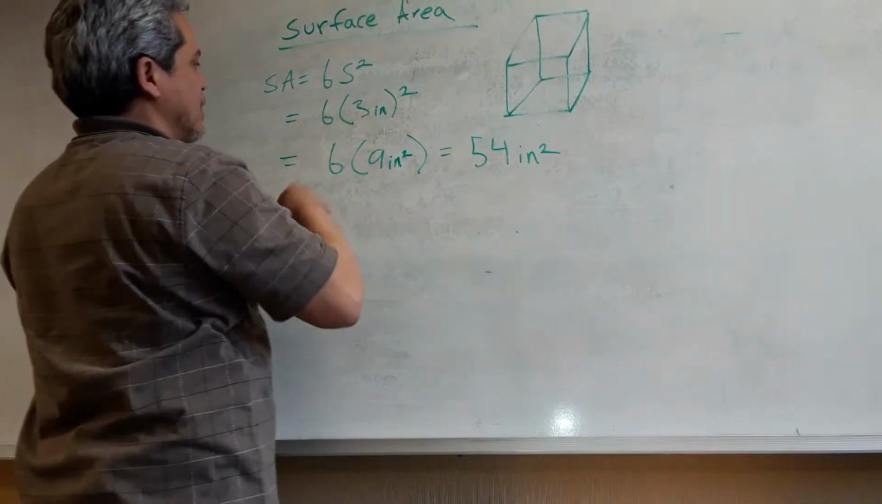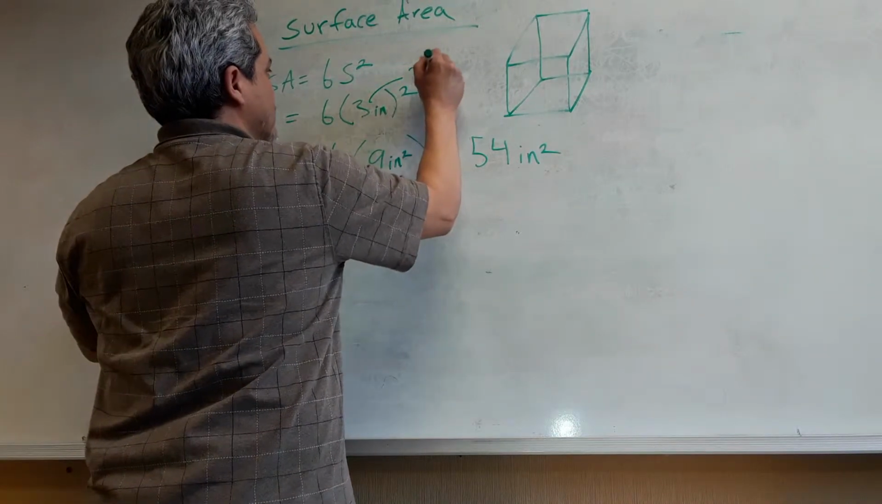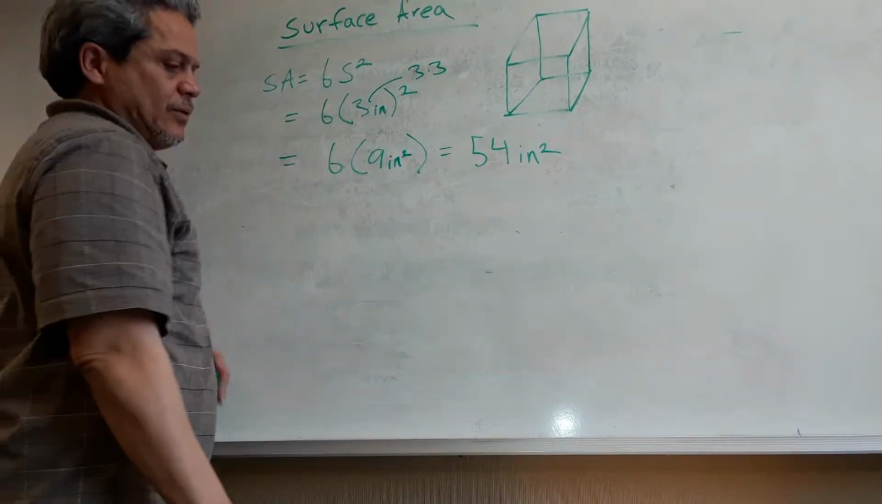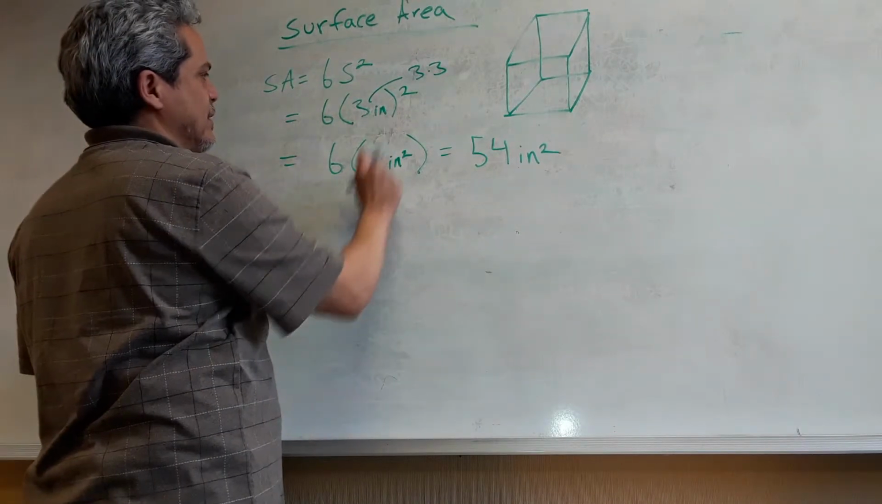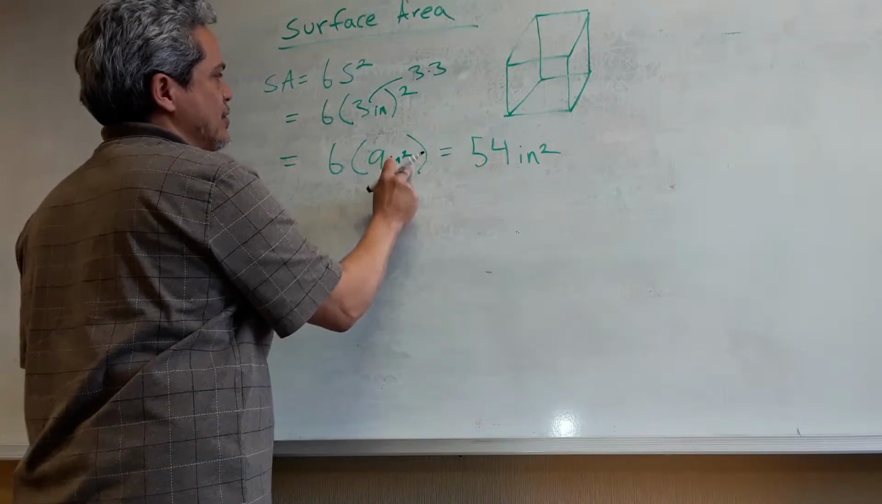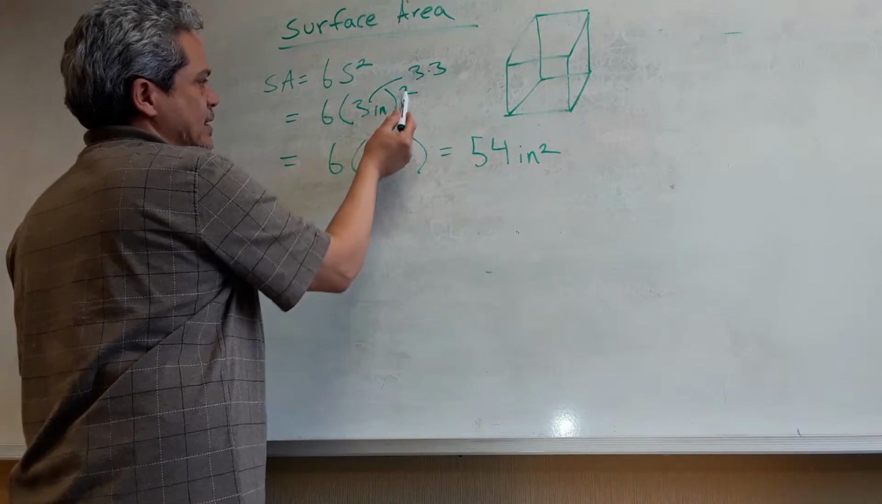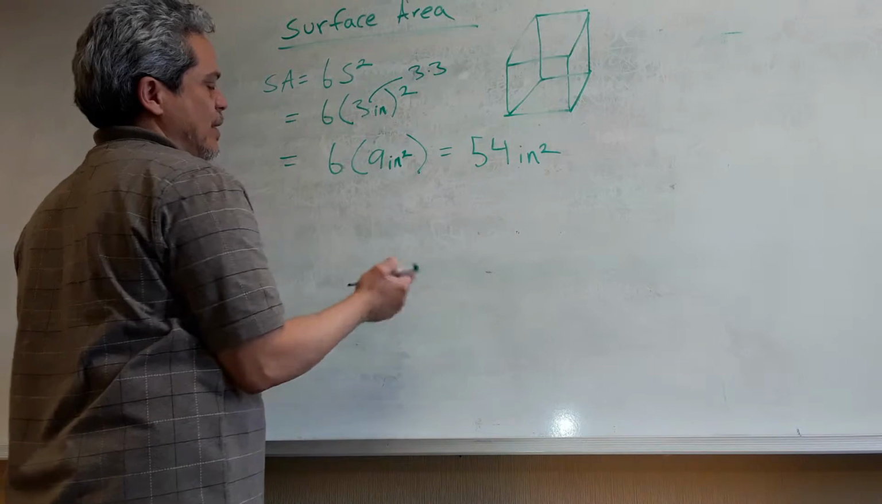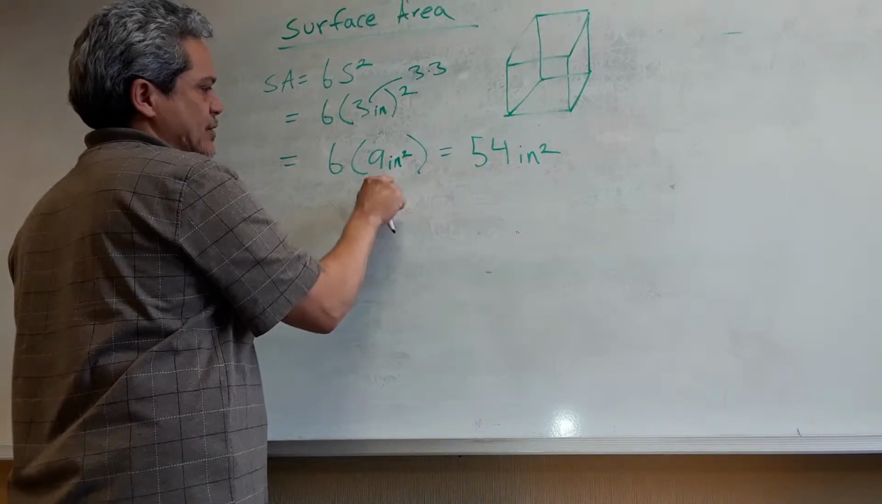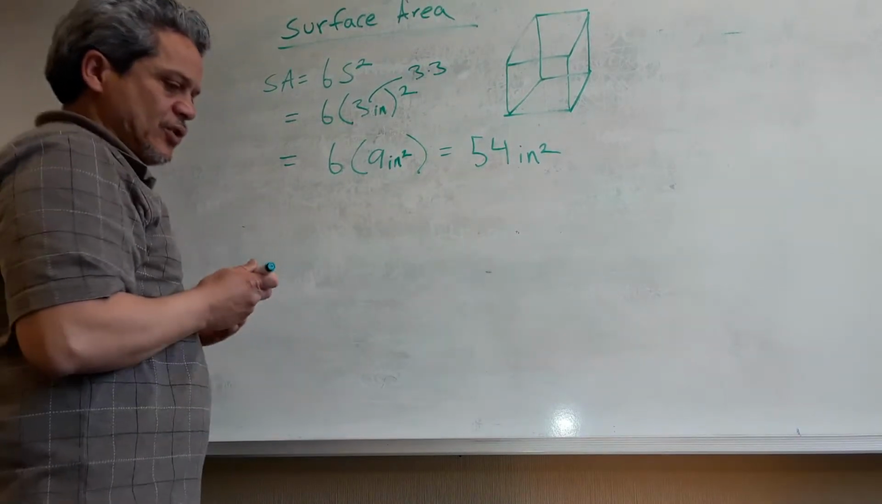So 3 squared is 3 times 3, and 3 times 3 is 9. 9 inches squared, because remember, the inches get squared as well. 3 gets squared, inches get squared. 6 times 9 inches squared is 54 inches squared.